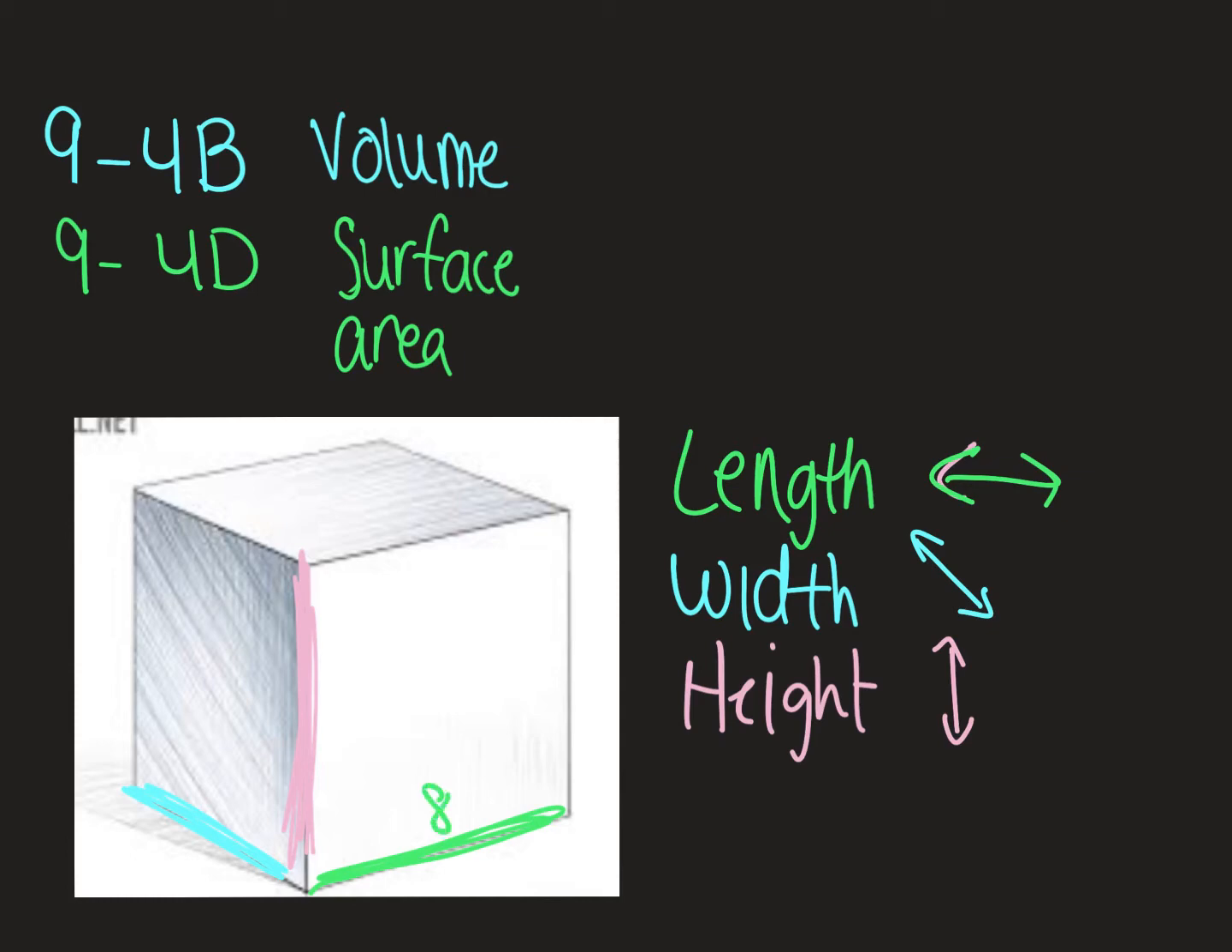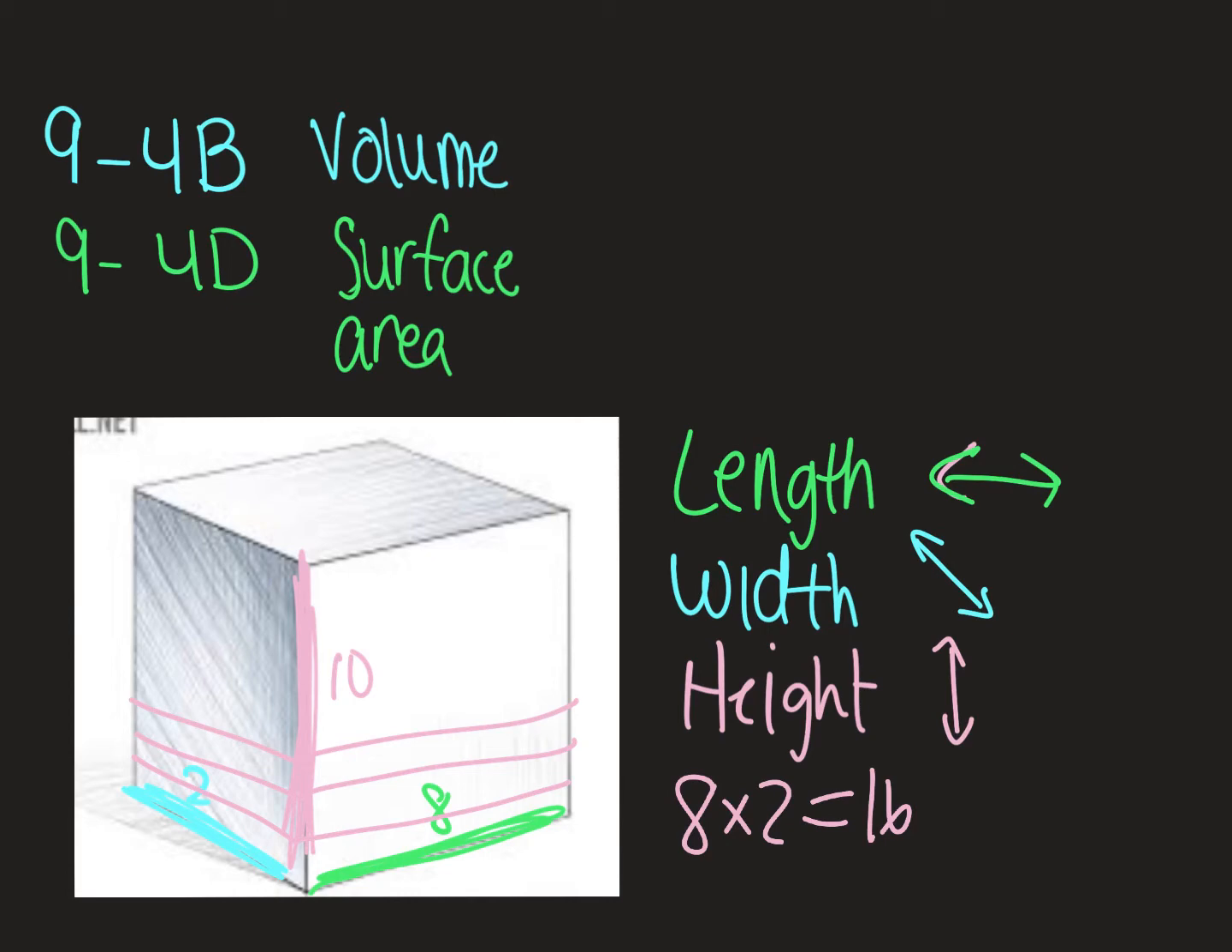So let's say I had a length of 8, a width of 2, and a height of 10. Well, the area of the base is a rectangle, 8 by 2, and that would be 16. 8 times 2 is 16. Then it's like having 10 levels, 10 layers. I won't be able to draw all 10 of those probably, but 10 layers. So now I'm going to multiply by 10 and get 160.